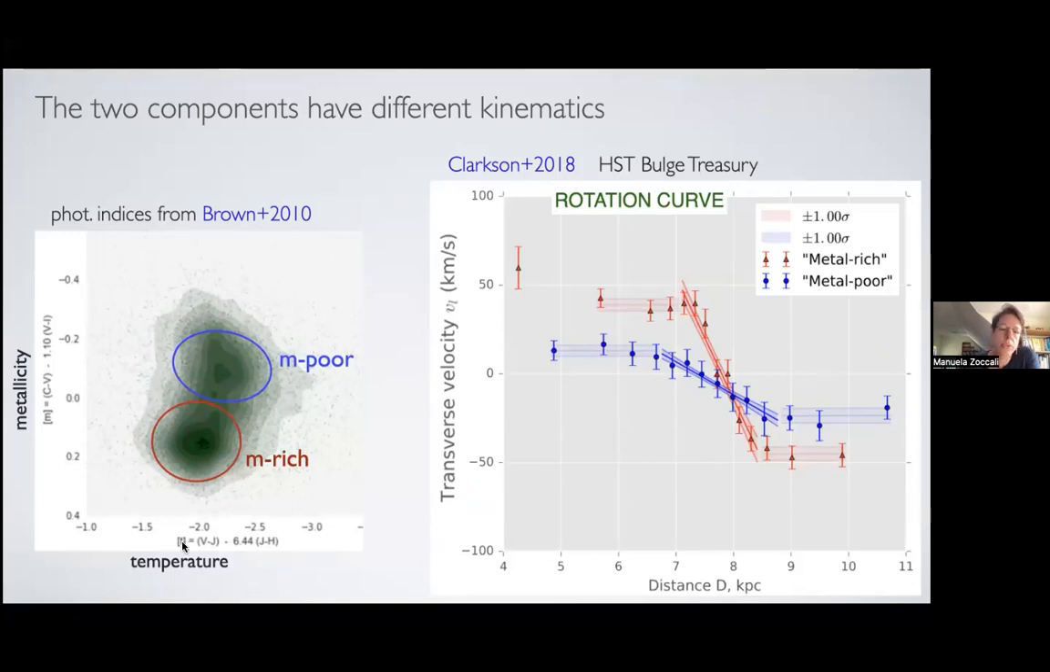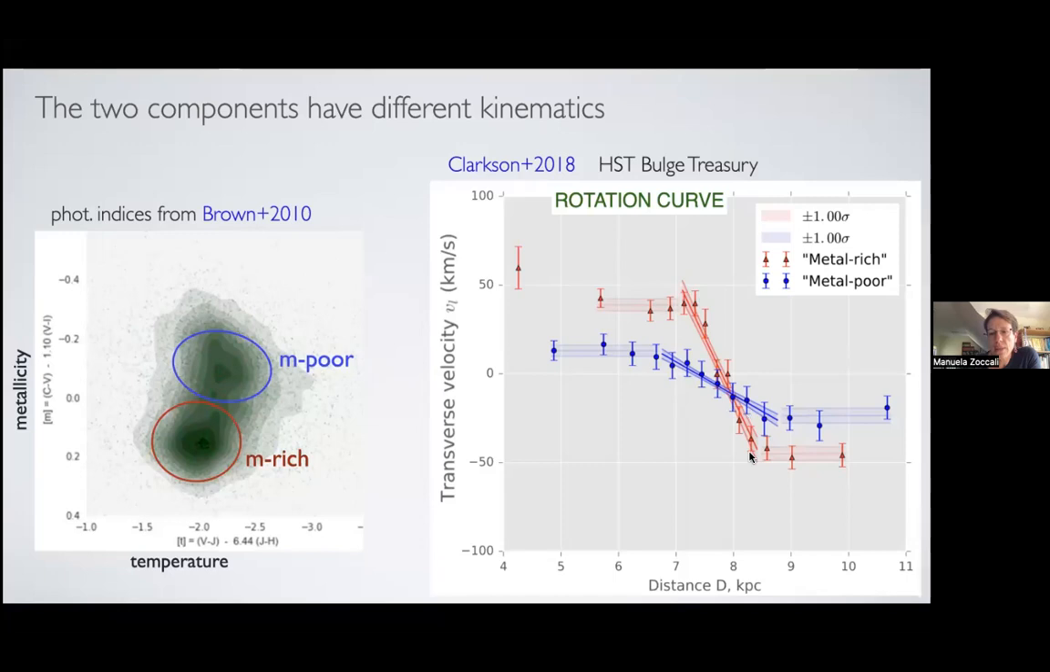They use a combination of optical and near-infrared bands to construct two indices. They were originally proposed by Tom Brown 10 years ago or so. These two indices are able to break the degeneracy between metallicity and temperature. And so the stars in this plot concentrate in two blobs that are associated with the metal-rich population and the metal-poor population. Then Will Clarkson and collaborators could construct the rotation curve by using proper motions.